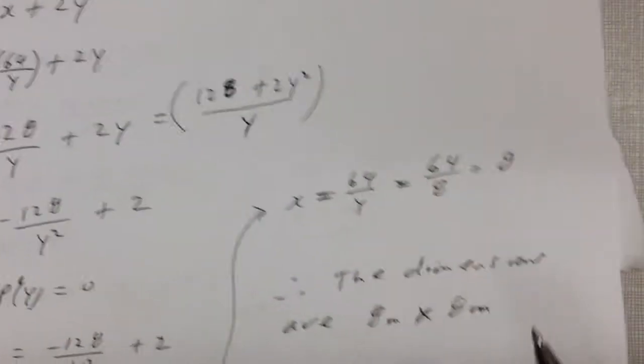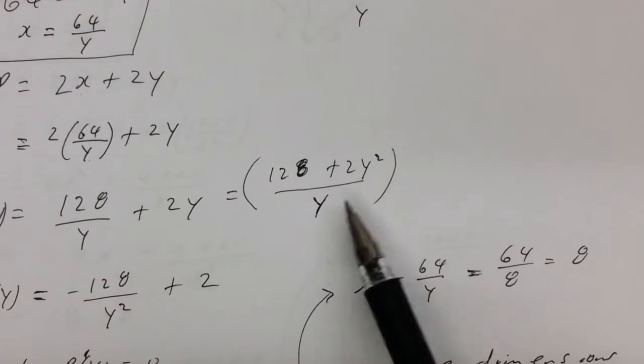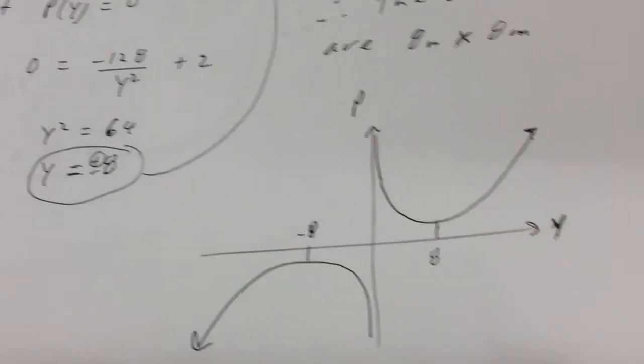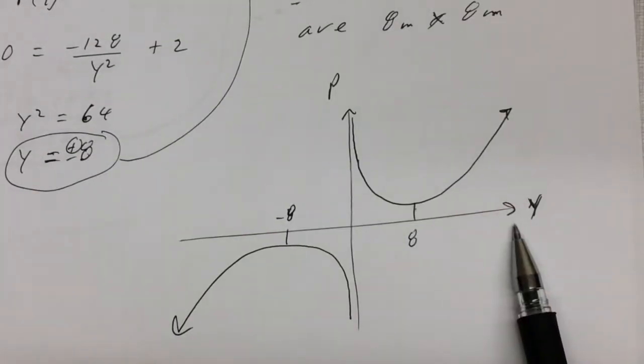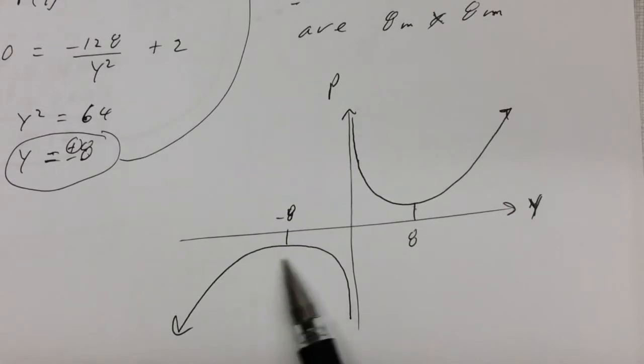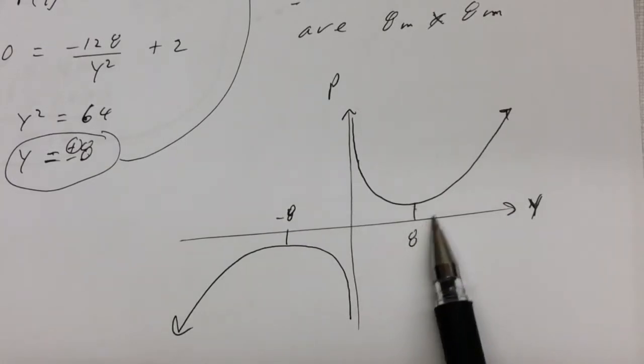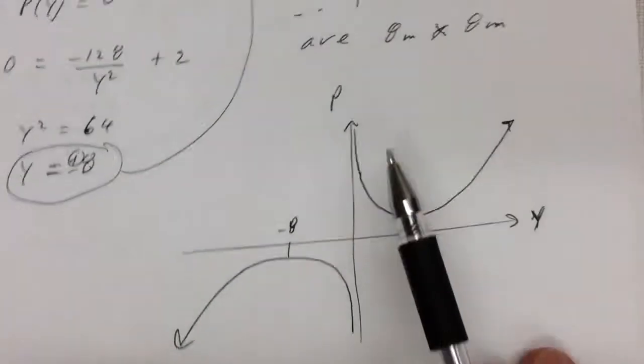Graphically, this function right here would look something like this one. And so negative 8 would give you a local maximum, whereas positive 8 gave you a local minimum. Okay, so that's number 6.